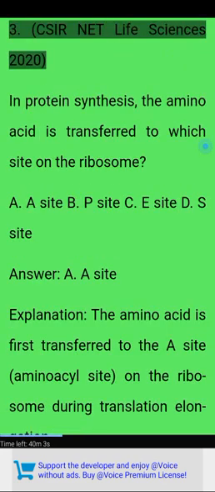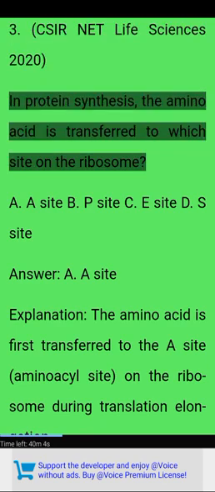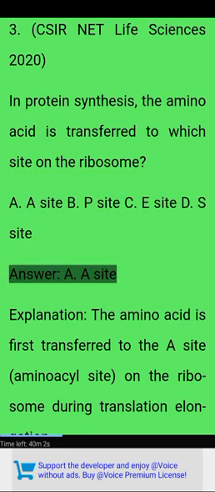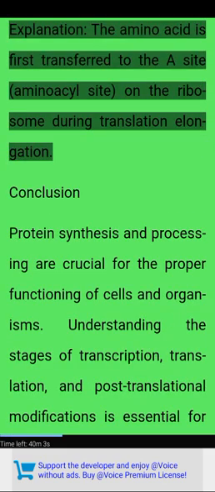3. CSIR NET Life Sciences 2020. In protein synthesis, the amino acid is transferred to which site on the ribosome? A. A site. B. P site. C. D site. D. S site. Answer: A site. Explanation: The amino acid is first transferred to the A site, the aminoacyl site, on the ribosome during translation elongation.